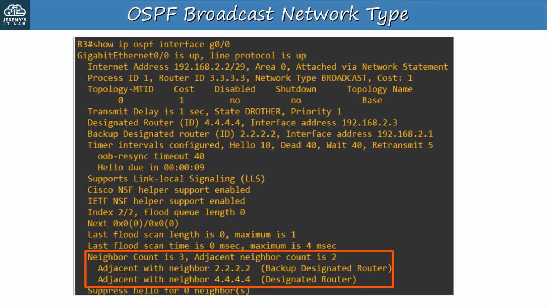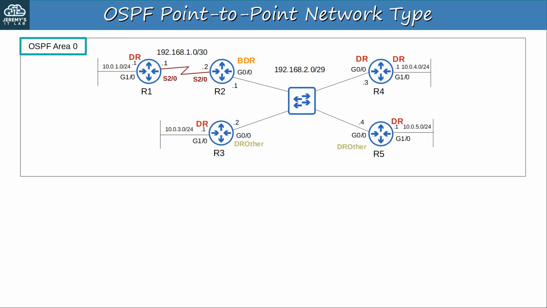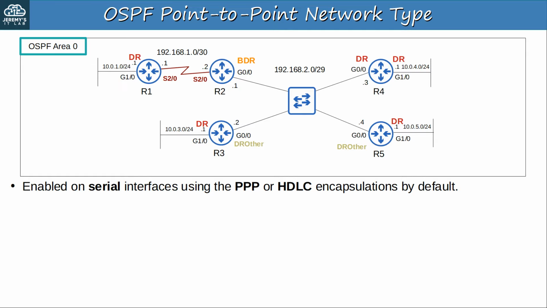Let's move on. Now let's take a look at the point-to-point network type. Notice that I changed the connection between R1 and R2 to a serial connection. I will give a very brief overview of serial connections in the next slide, but first let me introduce the basics of the point-to-point connection type. This network type is enabled on serial interfaces using the PPP or HDLC encapsulations by default. PPP and HDLC are both layer 2 encapsulations, similar to Ethernet, except they are used on serial connections.